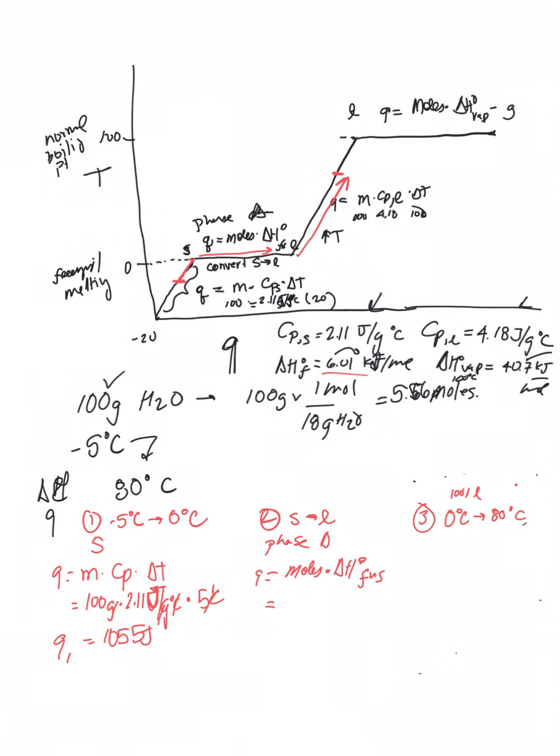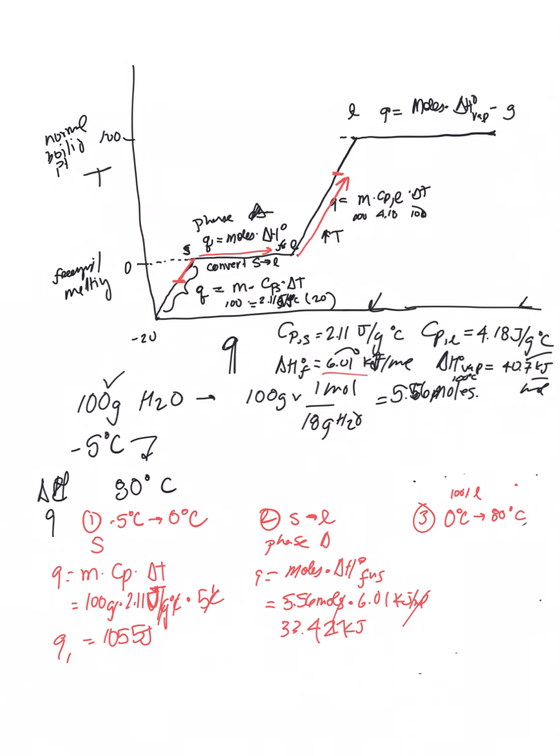All right, so we have 5.56 moles times 6.01 kilojoules per mole. All right, there we go. So we go ahead and do that multiplication. Alrighty, that is 33.42 kilojoules. And again, it's kilojoules because our per mole canceled out.